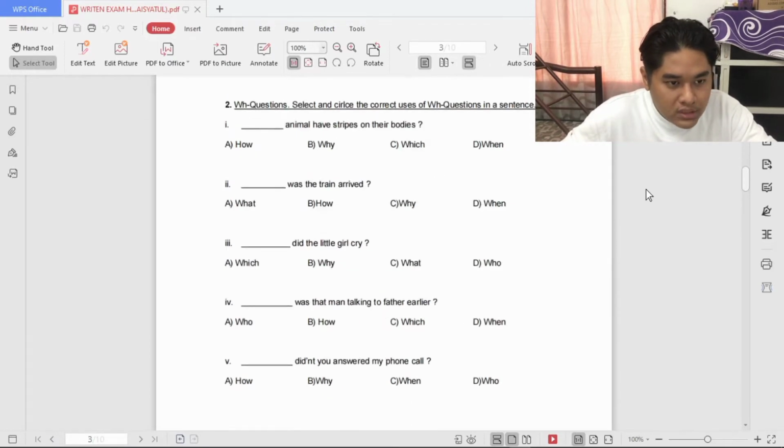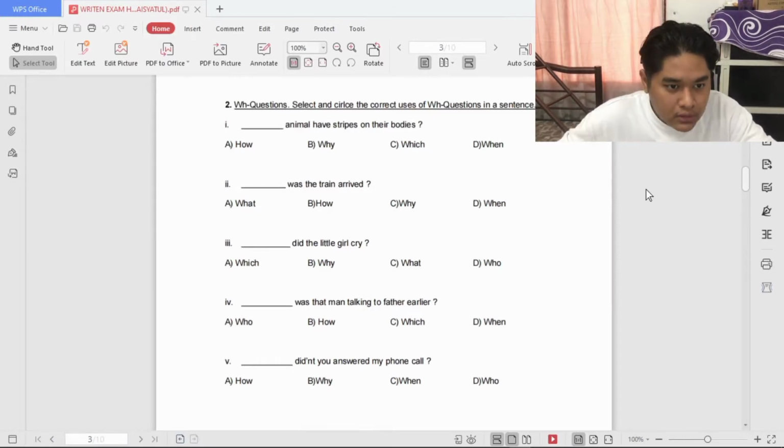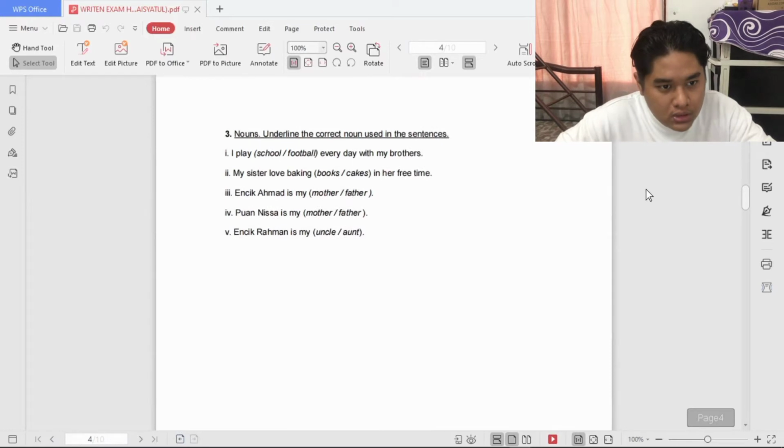For the next 5 questions, I will be asking them WH questions, where I want them to select the correct answer and circle it. For example, the first question: blank animal have stripes on their bodies. The answer is which. So they have to remember what each WH question word means.